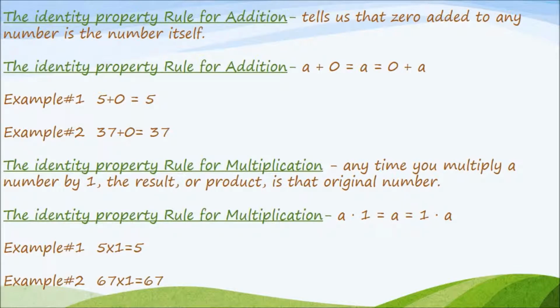Now, let's talk about the identity property rule for multiplication. It states that anytime you multiply a number by 1, the result or product is the original number. It will be written in the form of a times 1, which is equal to a, which is also equal to 1 times a. Example 1. If you had 5 times 1, it's equal to 5. Example 2. If you had 67 times 1, it equals 67.